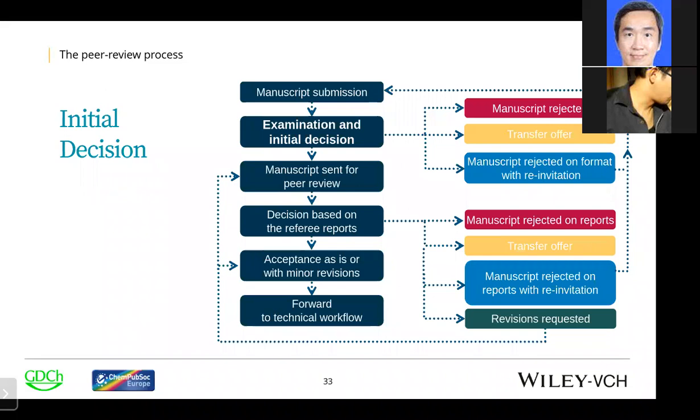And after the initial evaluation, editors will need to go on and make an initial decision based on that to basically decide whether to directly reject the manuscript or to send it out for peer review. So basically for direct rejection, we will also combine that with a transfer offer to a journal that we feel is more suitable for the work. Of course, there are cases where manuscripts are rejected on formats, and we re-invite the authors to submit a properly formatted manuscript to us.